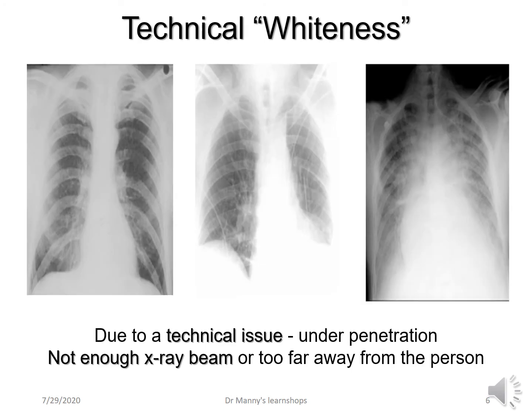Technical whiteness is due to the way the image or the photograph or the chest X-ray was taken. It's a technical issue, and this deals with underpenetration, which means not enough X-ray beam has been used by the radiographer, or the person being X-rayed is too far away from the X-ray beam, which decreases the dose getting to the film.